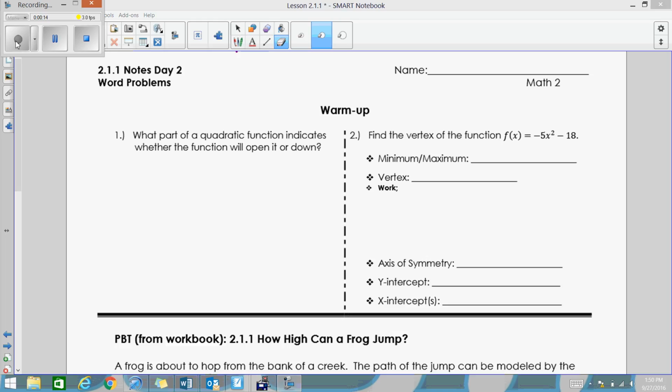When you're finished, hit pause and hit play, and then you can see and make sure that your warm up answers are the same as mine. All right, so pause it and then play it when you're done. All right, so here we go.